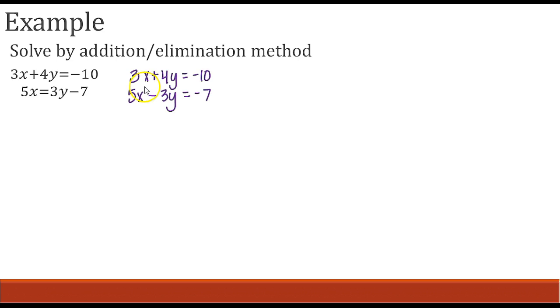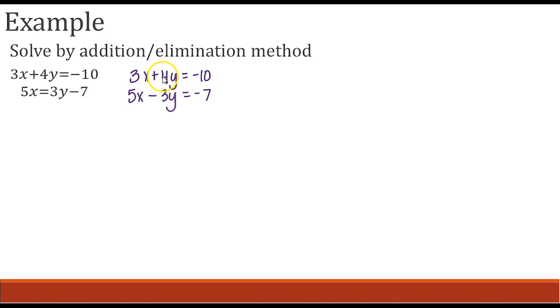Now if I go ahead and look at the coefficients of the same variable, so I have a 3 and a 5. So that's not going to be as easy as the last one to make them opposite coefficients because I don't have a 1 in front of one of the variables. So the x variable isn't going to work for us quite as easily. We'll go ahead and check the y variable. So the y variable has a positive 4 and a negative 3. So they're opposite in sign, but they don't have the same number. So I don't have opposite coefficients, just opposite signs. So I'm going to go ahead and make the y variable have opposite coefficients.